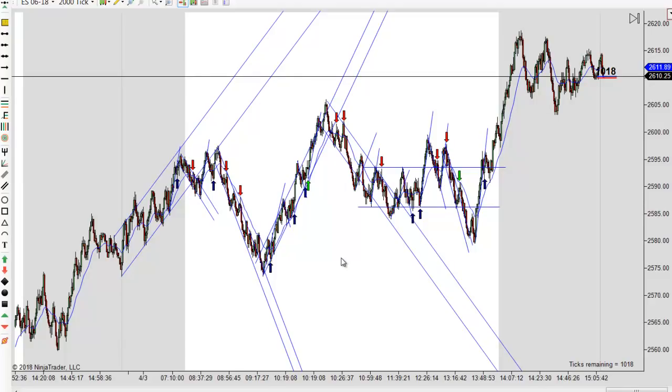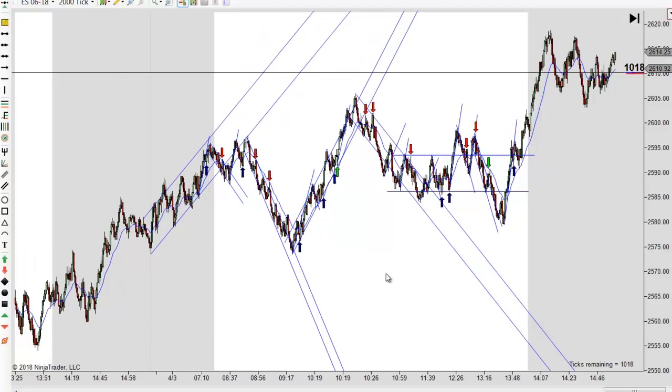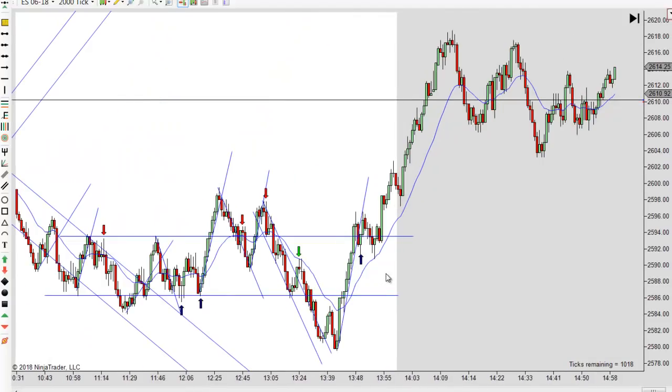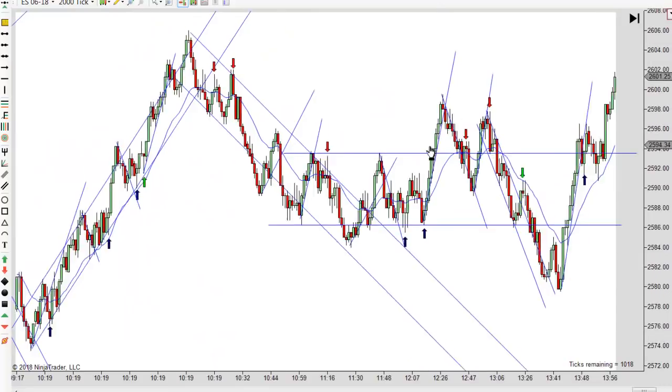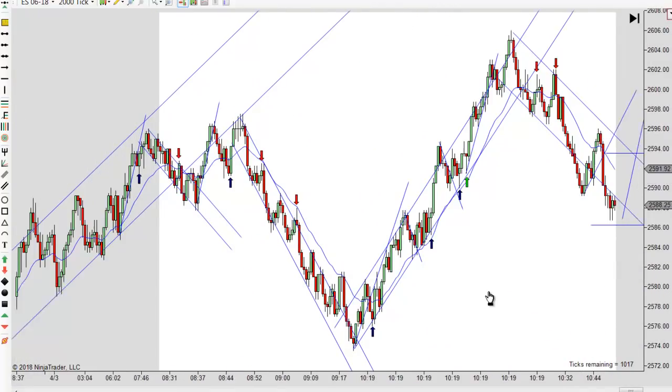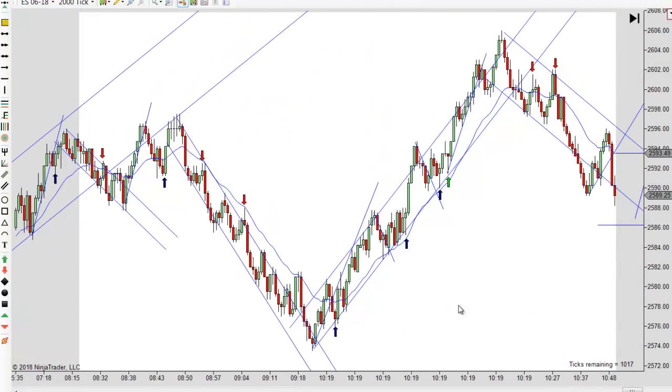So that's the way I would characterize it, mostly sideways because most of this action came late in the afternoon. But all the same, there's still a lot of opportunity. So I'm going to back out. We'll talk about the trades, show you what I saw, and we'll go from there.